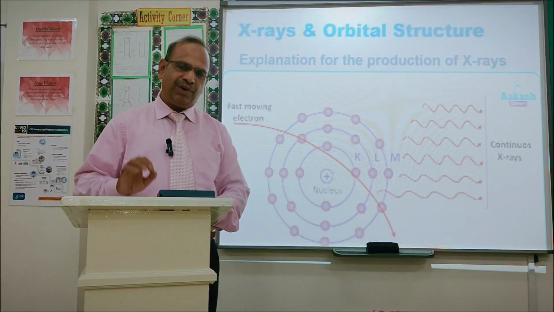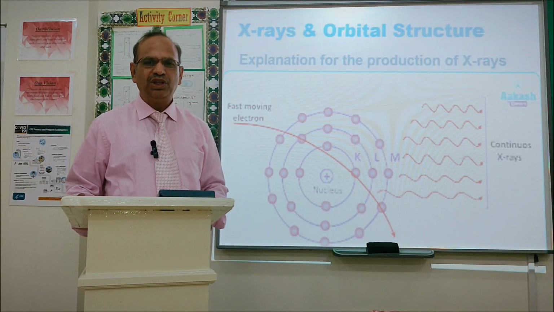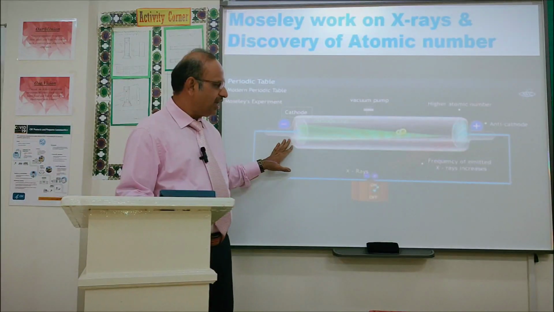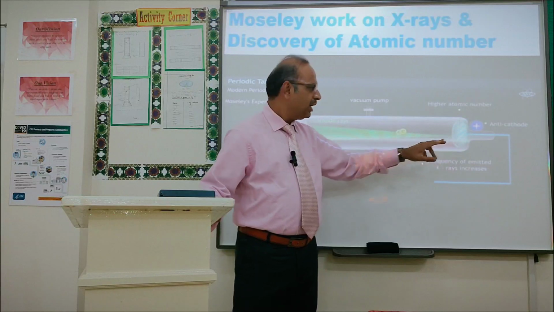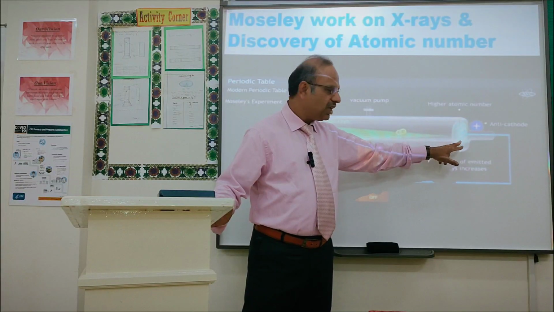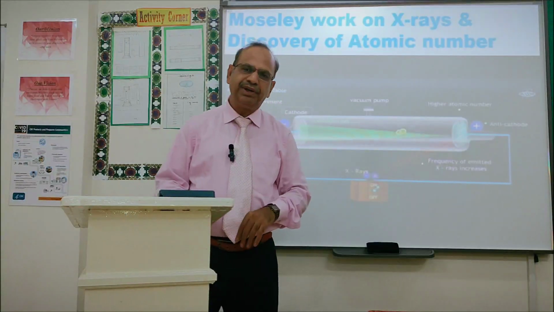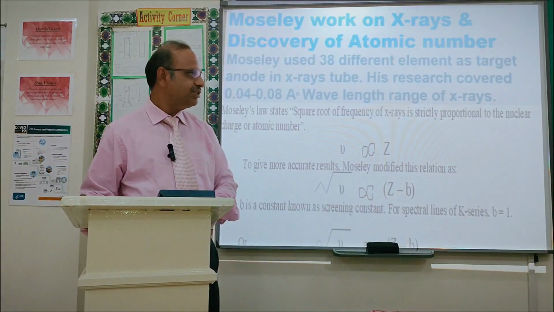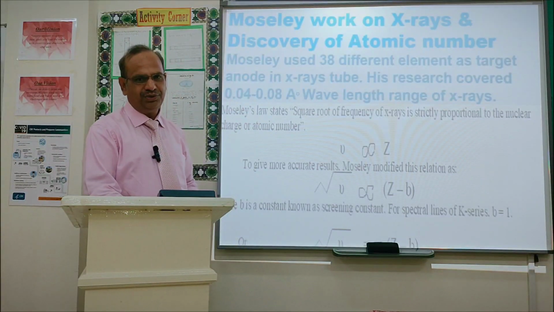Later, Mosley performed systematic research on X-rays. Now I am going to explain Mosley's work. Mosley performed proper research work on X-rays. He used different anodes in his experiment, keeping everything else the same. When the cathode rays are bombarded on the anode, some rays are emitted, and these rays were X-rays. He performed different experiments. Nearly 38 times he changed the anode. Mosley used 38 different elements as a target anode.